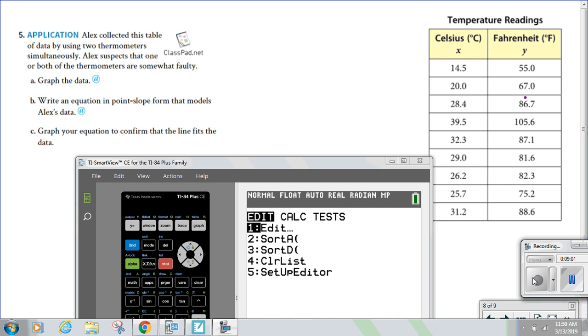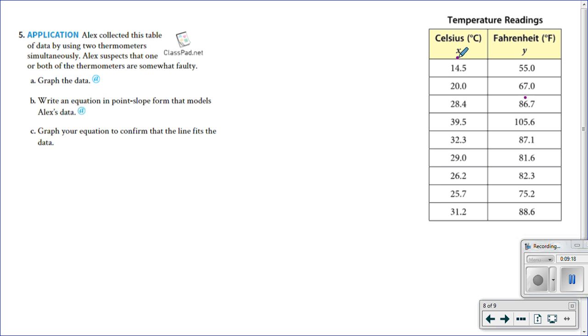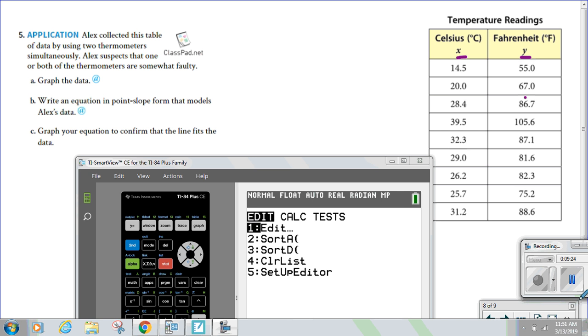All right, let's do one more example of an application here of point slope form. So in this problem, Alex collected this table of data by using 2 thermometers simultaneously. He suspects that one or both of the thermometers are somewhat faulty. So he recorded one temperature in Celsius, so that's going to be our x value, and he recorded one in Fahrenheit, which is going to be our y value.